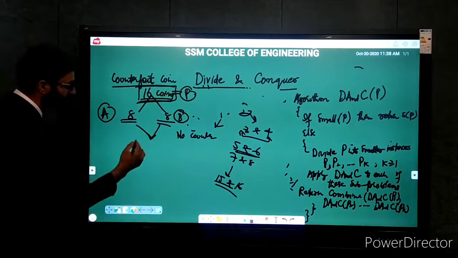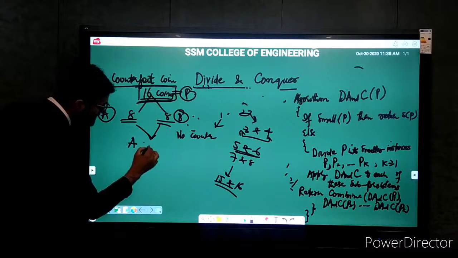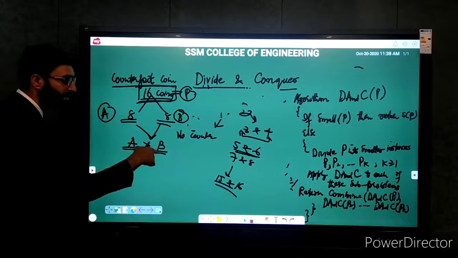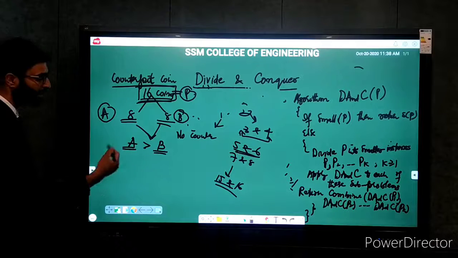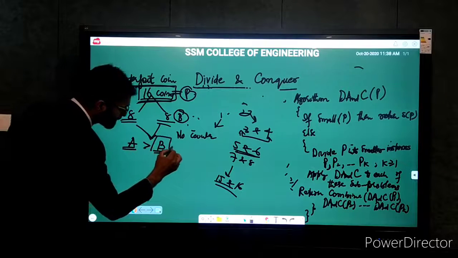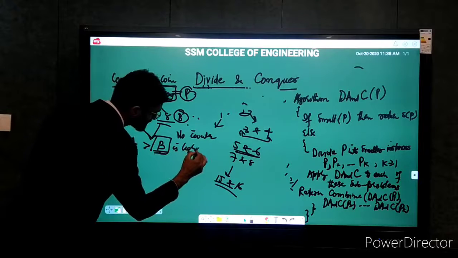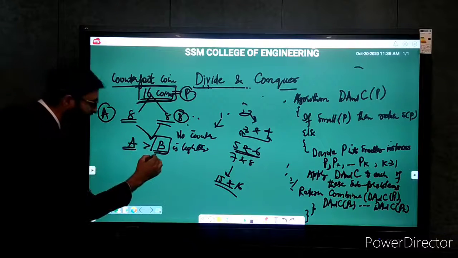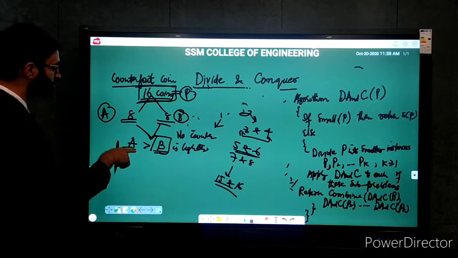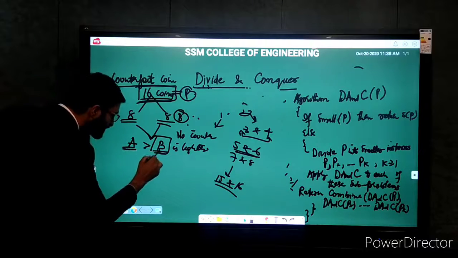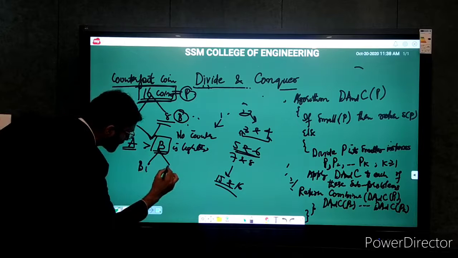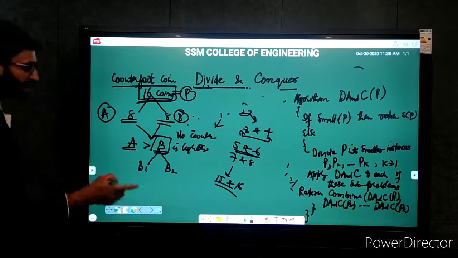So when we compare them, let us suppose A is greater than B, means the weight of A is greater than the weight of B. What does that mean? It means the set B is lighter, means the set B contains the counterfeit coin. What will we do again? We again divide this problem into smaller instances. I will say B1 and B2. Then again I will compare.